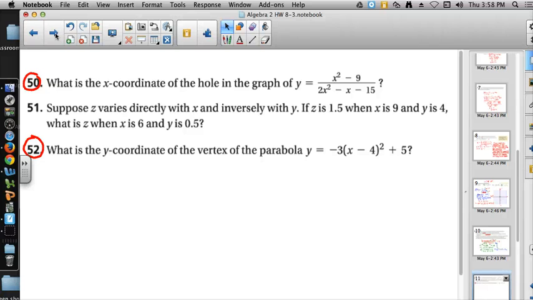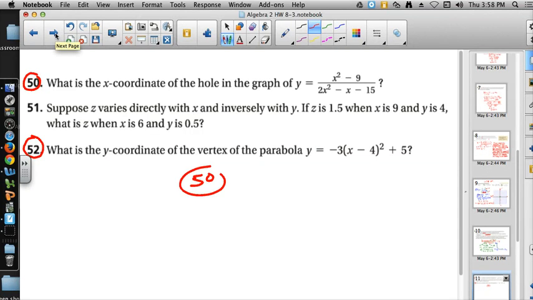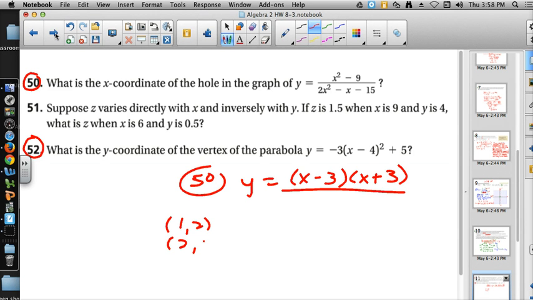Then number 50 says, what is the x-coordinate of the hole in the graph of y equals x squared minus 9 over 2x squared minus x minus 15? So, we will go ahead and factor the numerator, and then factor the denominator. Now, normally we would sit and say, all right, I've got a 1 and a 2 and 1 in the front, and then go with all the possibilities in the back for the 15. However, chances are pretty good that we're going to have a 3 in the back of this because they're asking us what is the x-coordinate of the hole in the graph. So, I'm going to take a chance and say that it's going to be x minus 3 and see whether or not this works out.